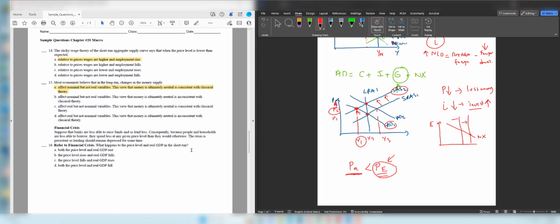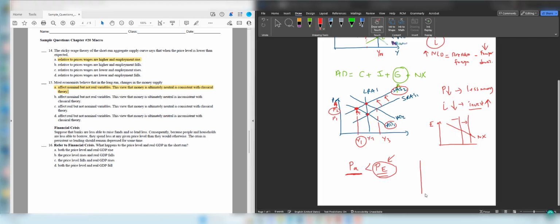Question 16. Suppose that banks are less able to raise funds, so lend less. Consequently, because people and households are less able to borrow, they spend less at any given price level than they would otherwise. So therefore, consumption goes down. This crisis is persistent, so lending should remain depressed for some time. What happened to the price level and real GDP in the short run?